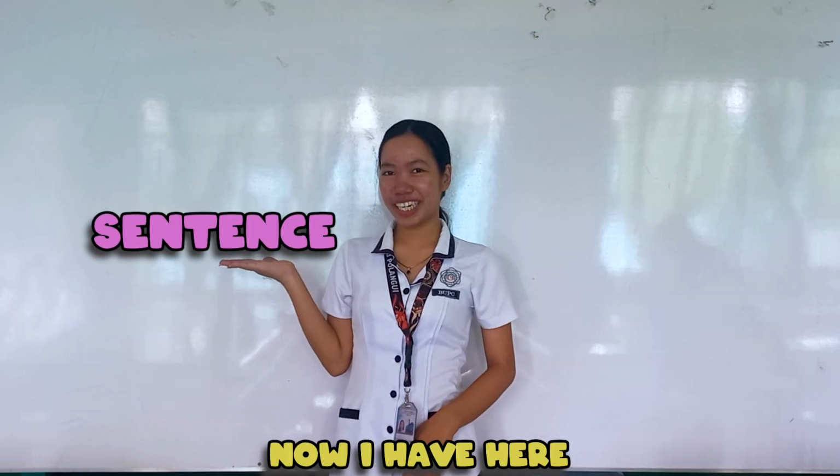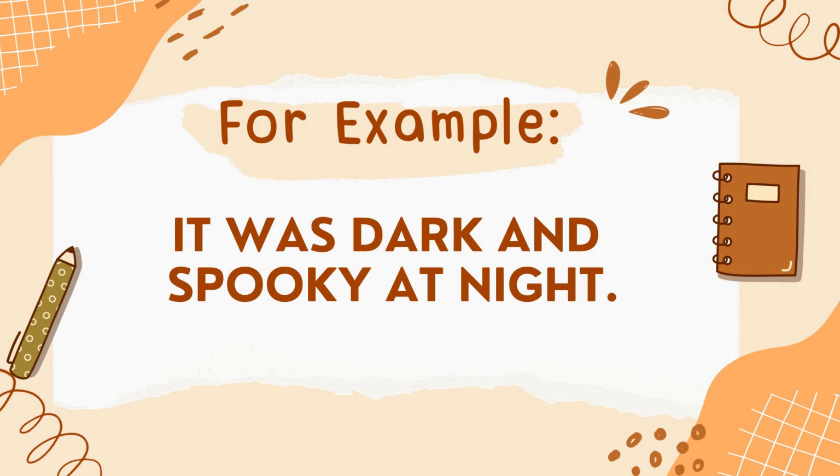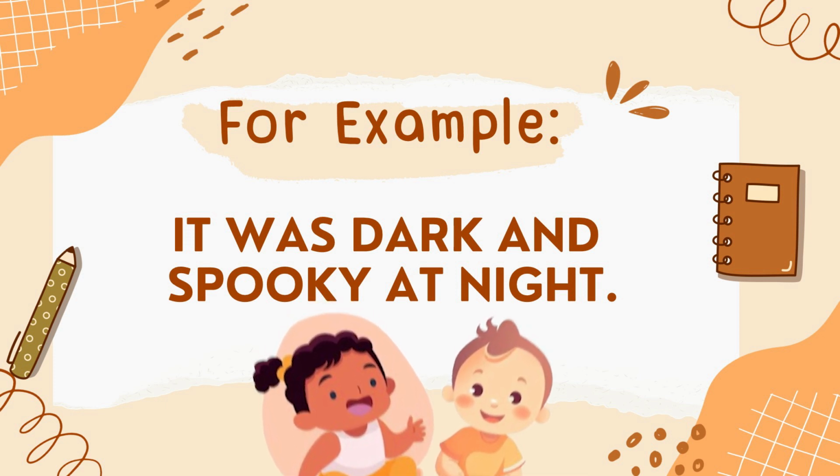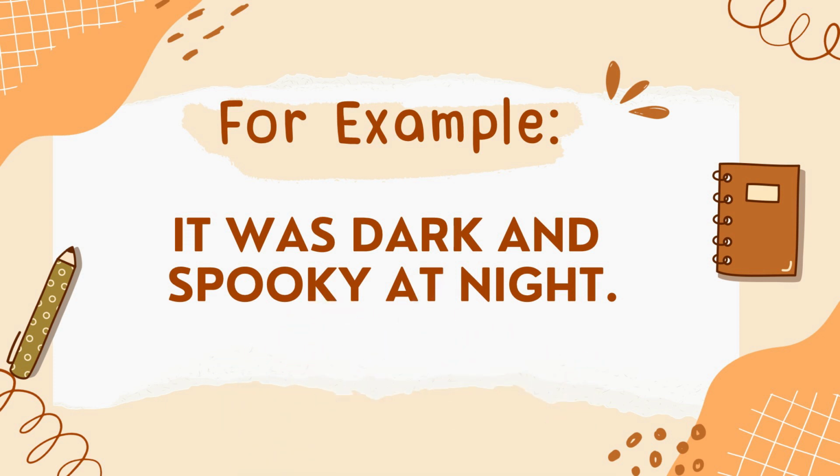Now I have here a sentence. For example, "It was a dark and spooky night." It wouldn't make sense to say these words in a higher pitch, like when speaking to babies, for it will disrupt the atmosphere. For readers, it would be read in a lower tone to maintain an appropriate creepy mood.